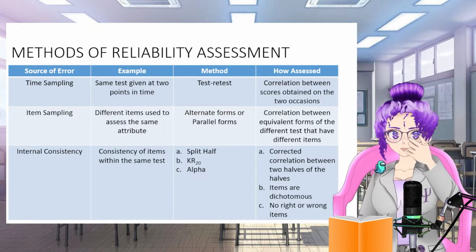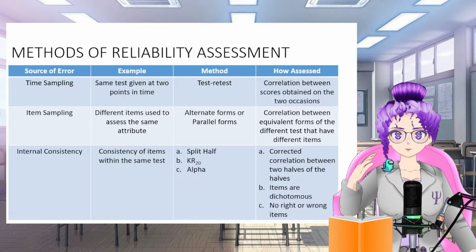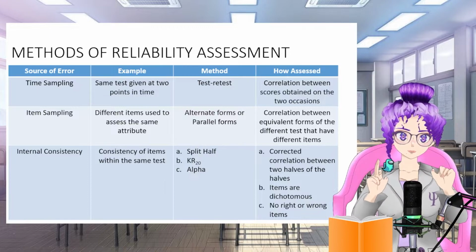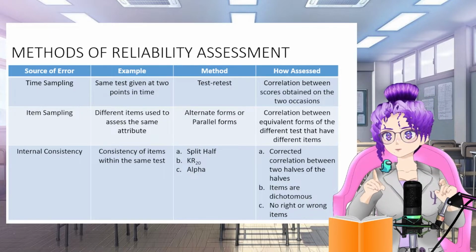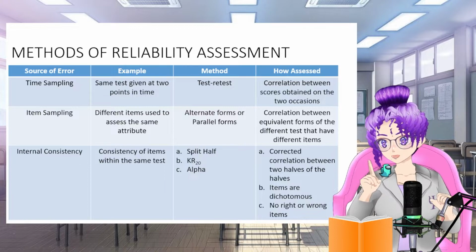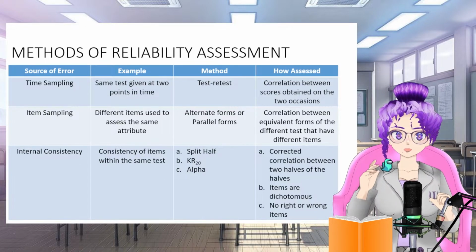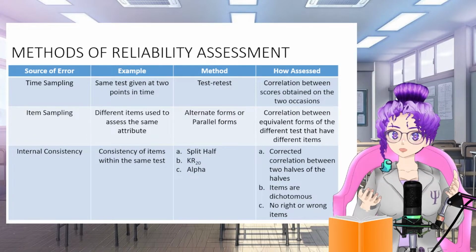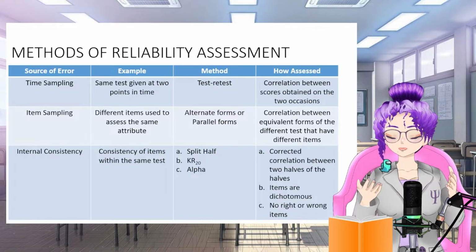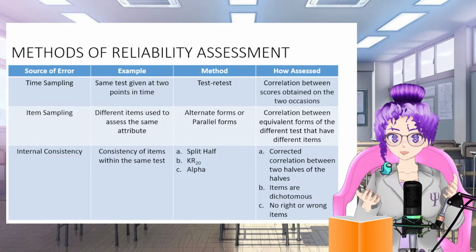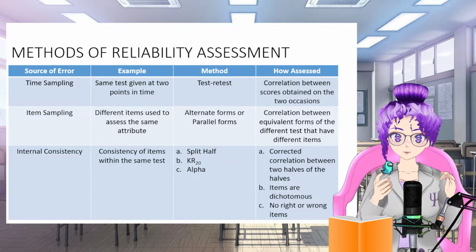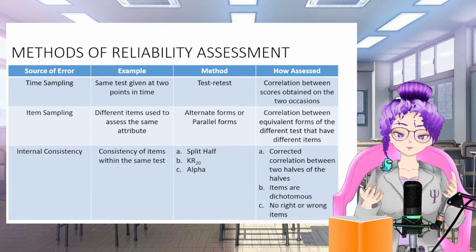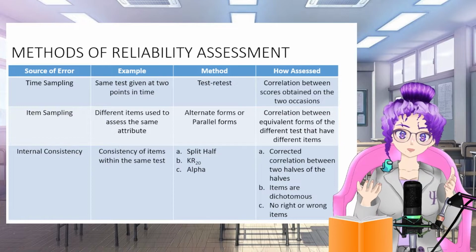So let's review. What are the different methods of reliability estimate? This varies first in the source of error. The first one is time sampling. For example, the same test is given at two different points in time. The method of estimating the reliability is the test-retest method. How is it assessed? You get the correlation between the two scores obtained on two different occasions.